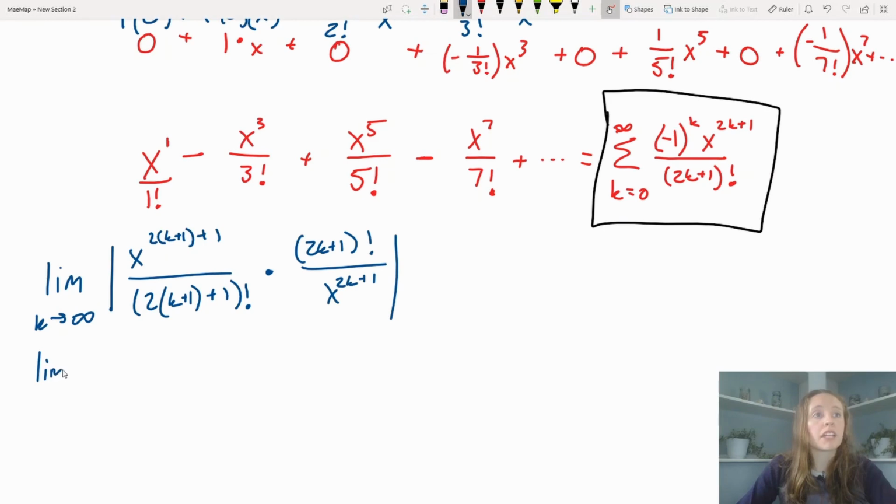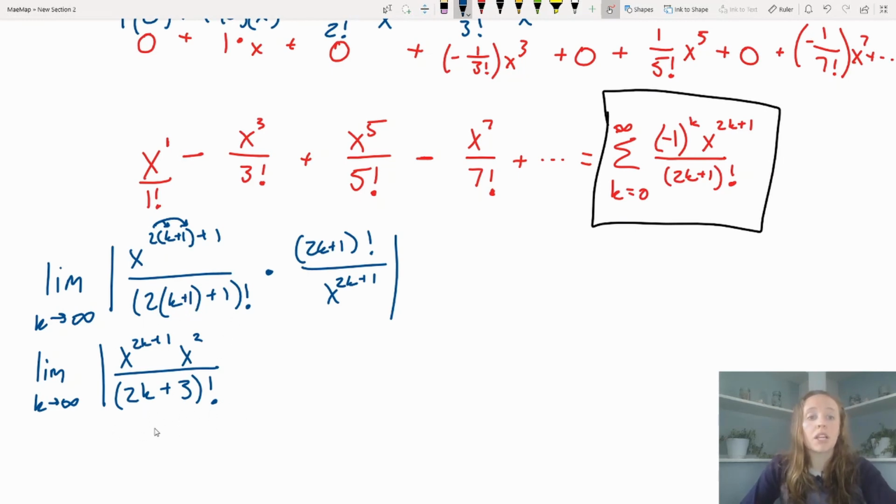Now simplifying this down, I'm going to get the limit as k approaches infinity of, distributing this 2, I'll get x to the 2k plus 2 plus 1. So this would be x to the 2k plus 3, which doesn't help me out. I want to try to get x to the 2k plus 1. So I'm going to leave this as x to the 2k plus 1 plus 2, because that's the same thing as x to the 2k plus 3. But writing it like this allows me to split off an x squared. So getting rid of that plus 2, I'll have x to the 2k plus 1 times x squared, and that'll be all over 2k plus 3 factorial. Distributing that 2, I'll get 2k plus 2 plus 1, which is 2k plus 3 factorial.